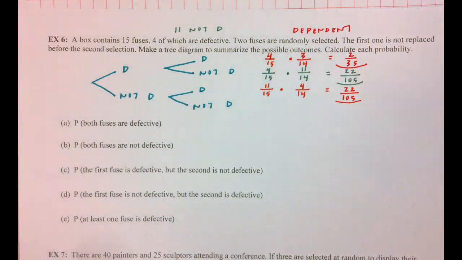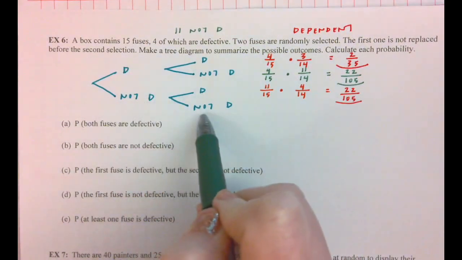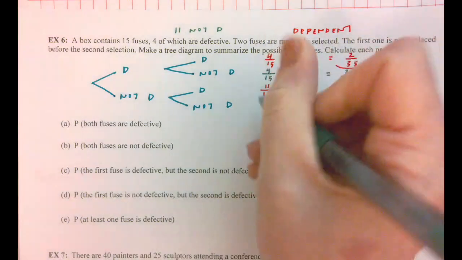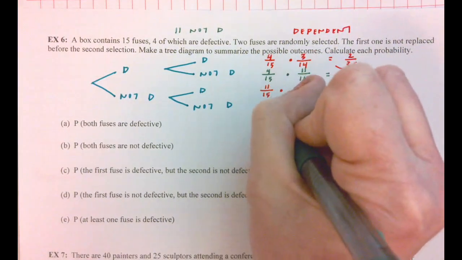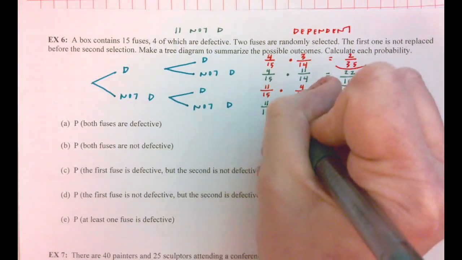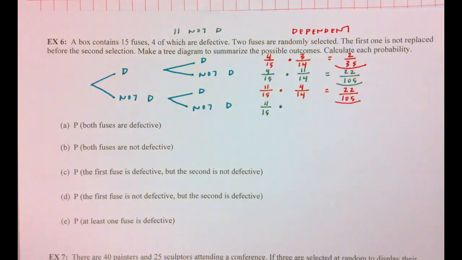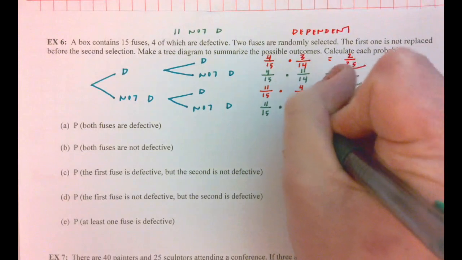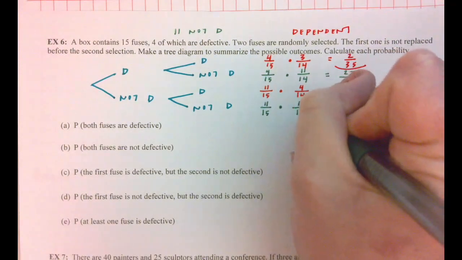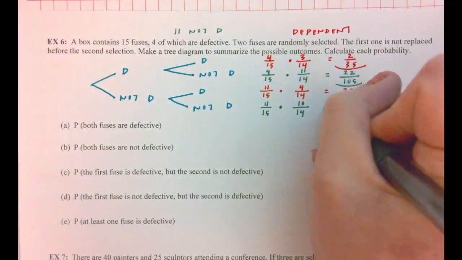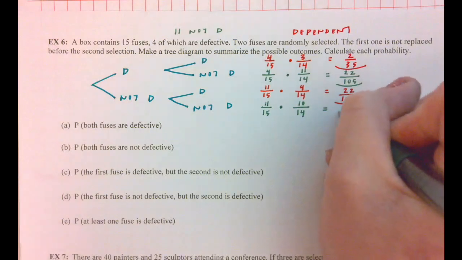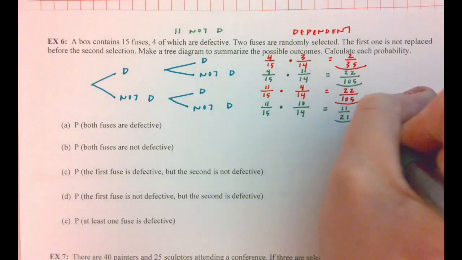Okay, last pathway, 2 fuses that are both not defective. So first draw, I have 11 out of 15. But now I have 1 less non-defective fuse, so 10 here. 1 less fuse overall, 14 here. Multiply it, reduce it, 11 out of 21.